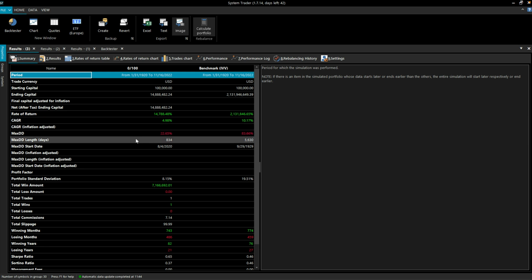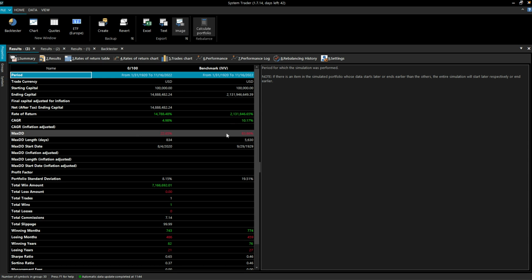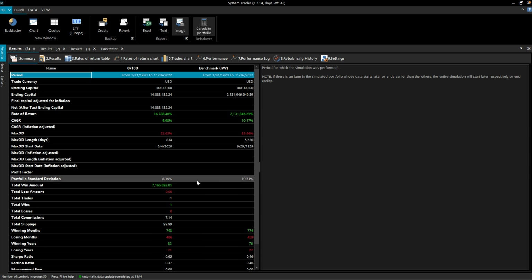First of all, we can see that the maximum drawdown here for the bonds is 22%, whereas for stocks it was over 83%. Also, the standard deviation, which is a kind of volatility in our portfolio, for bonds is much lower. It's 8% versus almost 20% for stocks.